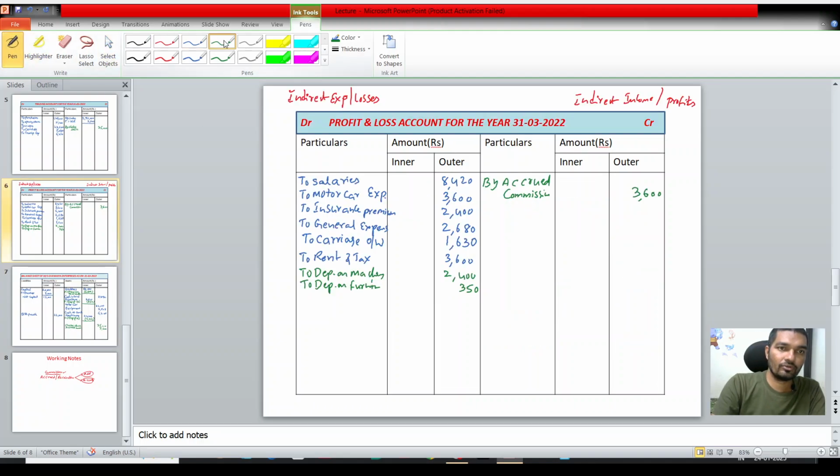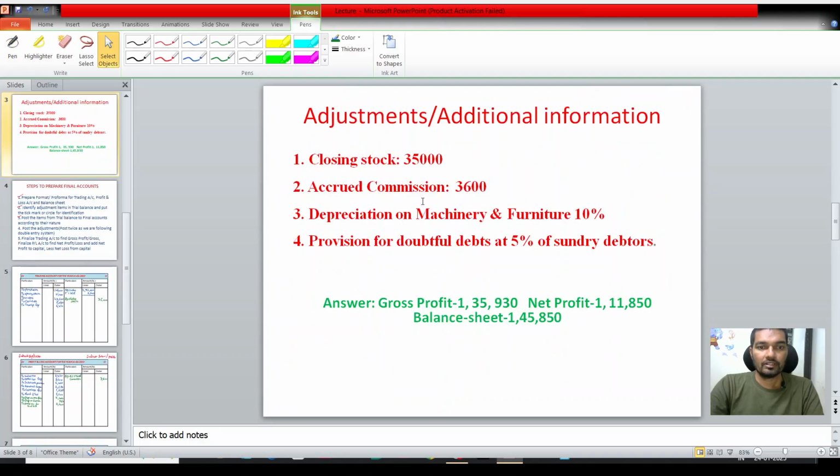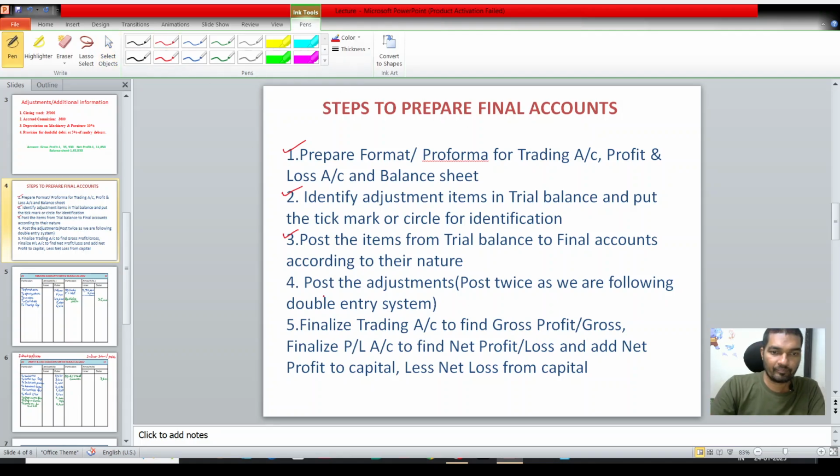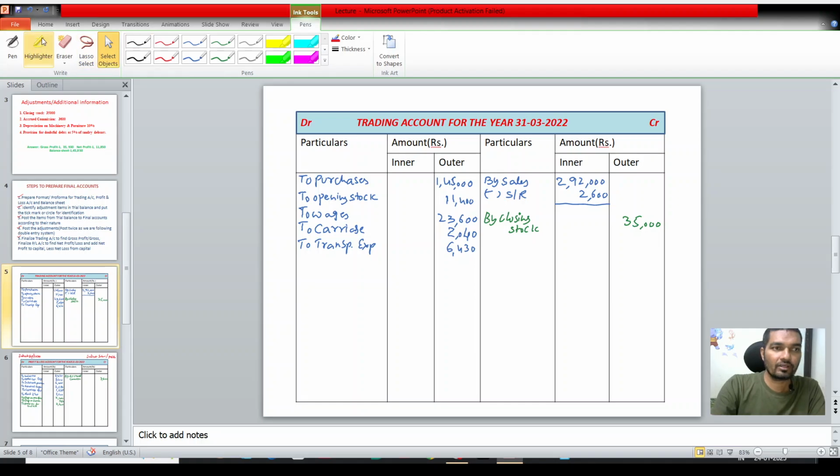All losses have to be shown on the P&L account debit side: provision for bad debts 2,600. So we have completed the fourth step. The final step is finalizing the trading account, profit and loss account, and balance sheet. First we will move to the trading account.